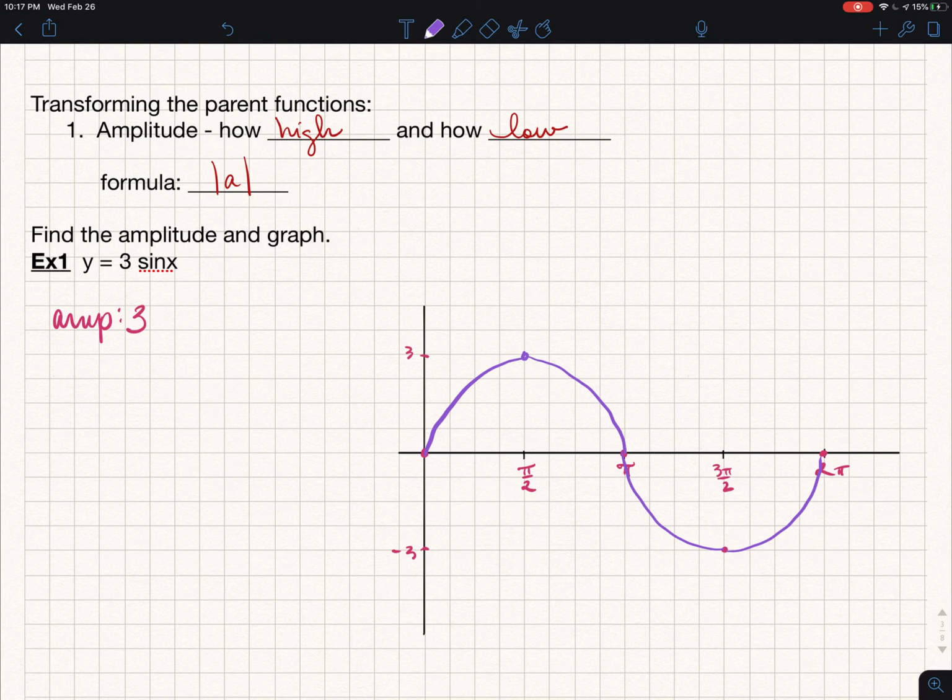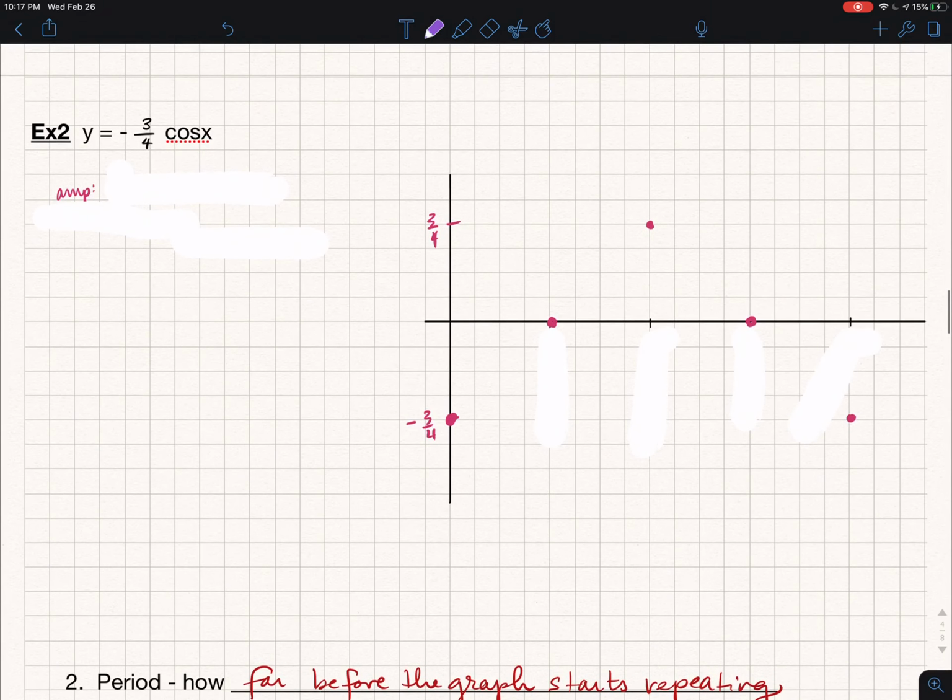Okay, moving on to the next example. Here, my amplitude is going to be positive 3/4. We'll go back to the formula for amplitude if that confuses you a little bit. But remember back in Math 110 what a negative out front did. It always reflected my graph over the x-axis. So that's what's going to happen here. You see I've already marked my 3/4 on the graph.